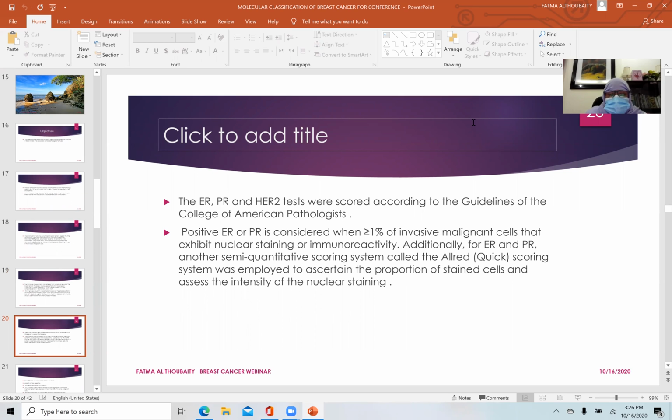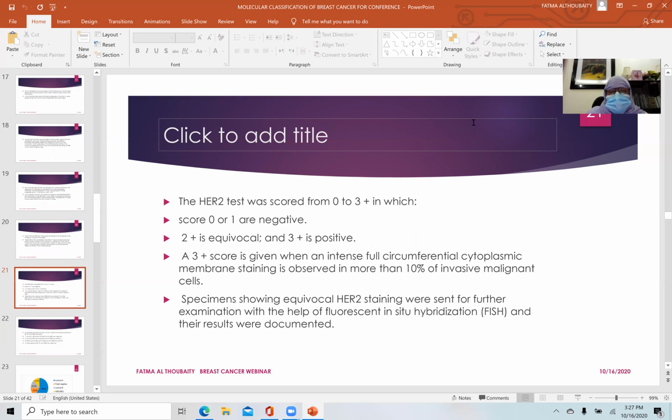The ER, PR, and HER2 tests were scored according to the guidelines of the College of American Pathologists. Positive ER or PR is considered when more than or equal to 1% of invasive malignant cells exhibit nuclear staining or immunoreactivity. Additionally, for ER and PR, another semi-quantitative scoring system called quick scoring system was employed to ascertain the proportion of stained cells and assess the intensity of nuclear staining.